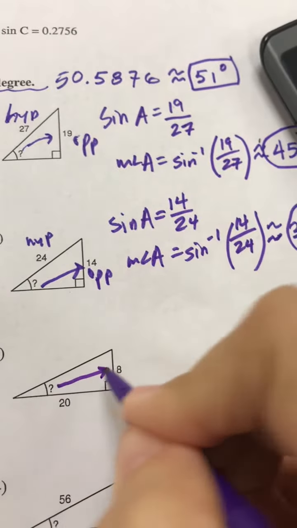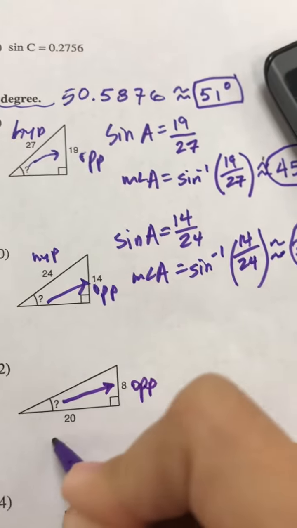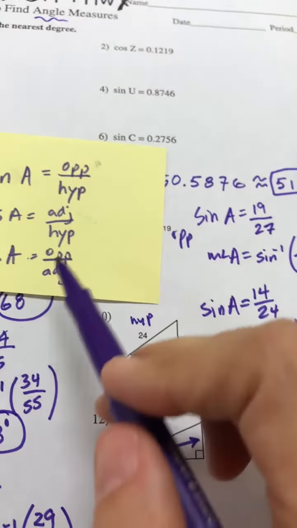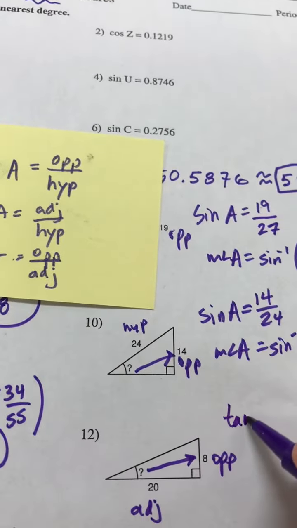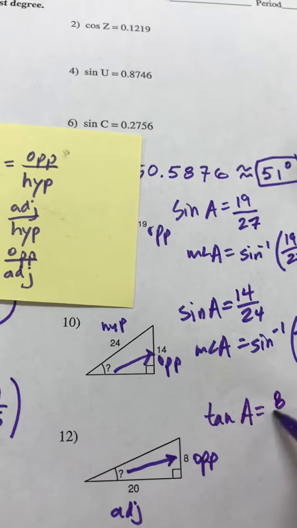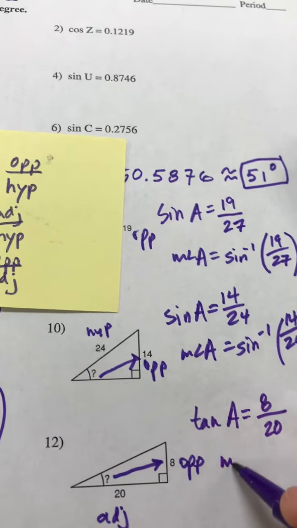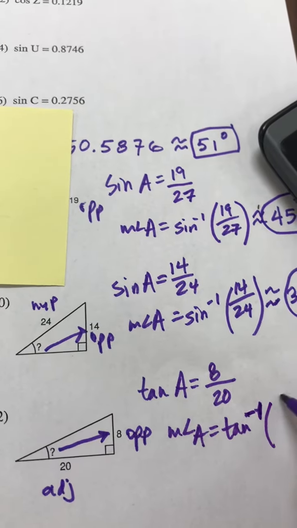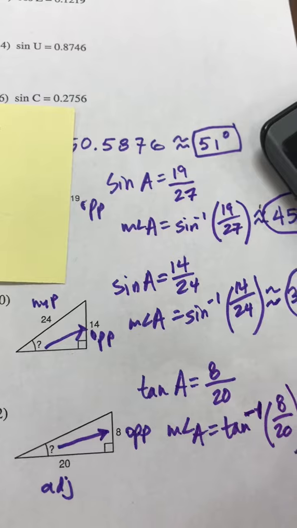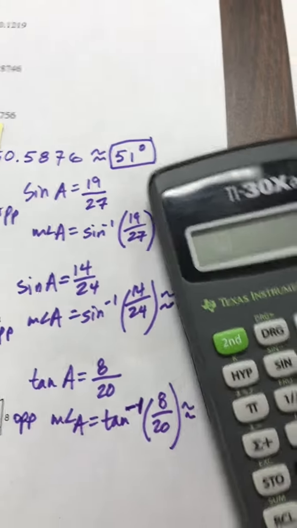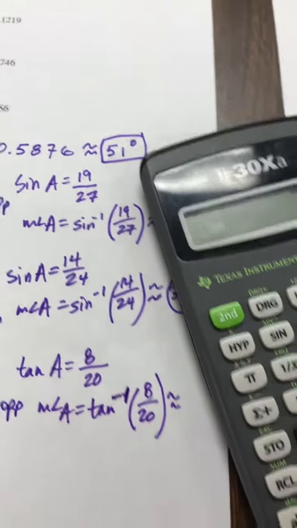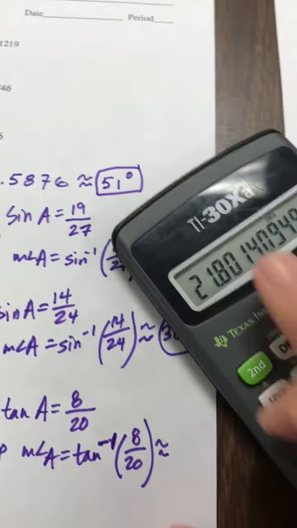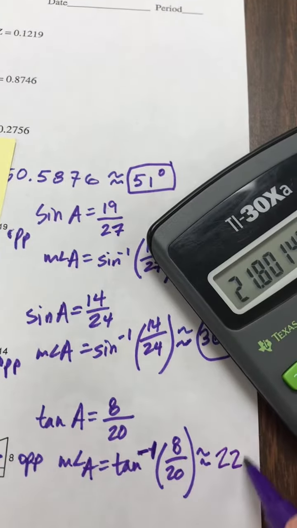Now we have the measure of an angle. This is the opposite. This is actually adjacent. So I need tangent, because tangent has opposite and adjacent. The tangent of an angle is opposite over adjacent. So the measure of angle A would be the inverse tangent of 8 over 20, and then I need to round to the nearest degree. 8 divided by 20 is 0.4, and inverse tangent would round to 22 degrees.